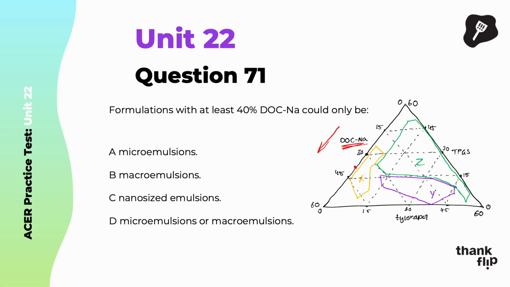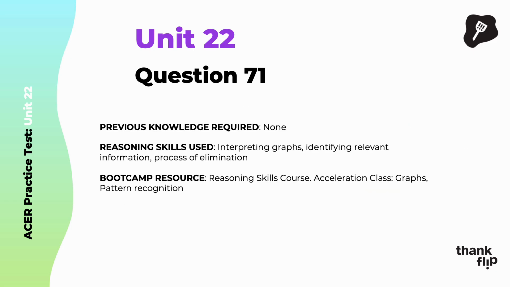So if you trace this line down, then you can see that going across this way, the only thing that this could be is the yellow one, and so the X. And so X in our case is representative of macroemulsions. So formulations with at least 40% DOCNA can only be macroemulsions. There's no overlap with these regions here. So the answer is B. So I won't go into this one too much because it's the same exact reasoning and resources as before.